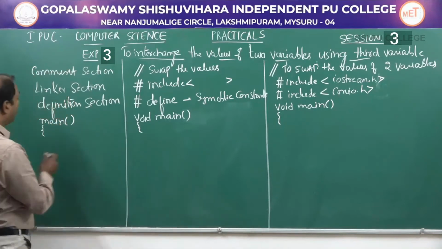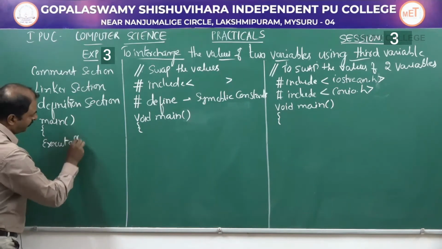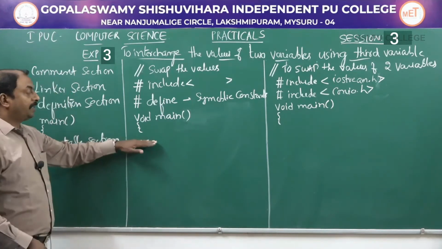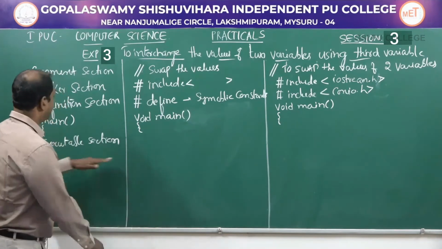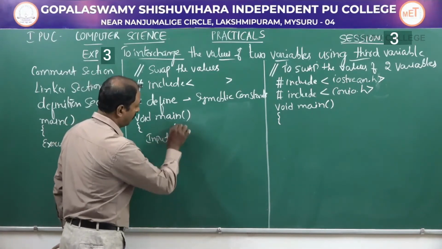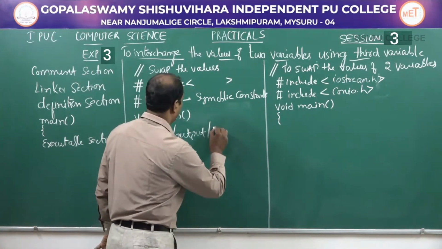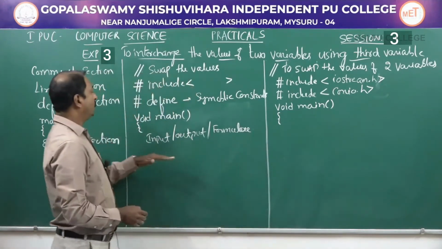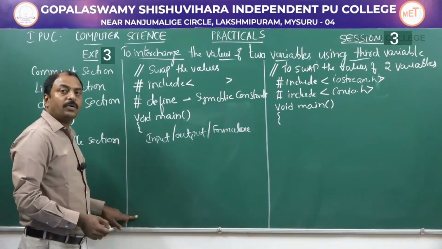So after this, next is the executable section. The meaning is all the statements we write inside this will be executed one by one. Inside this you can have input statements, output statements, formulae, etc. Anything we write between these two braces, opening and closing braces, will be executed.